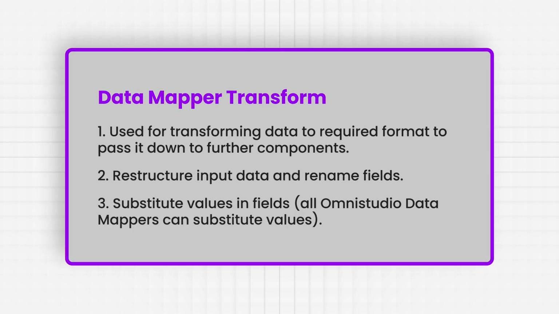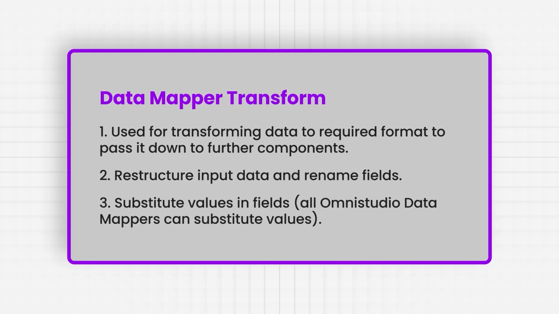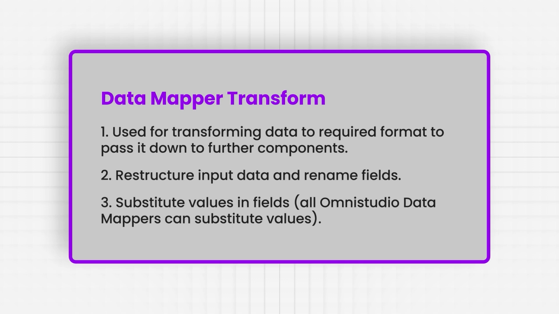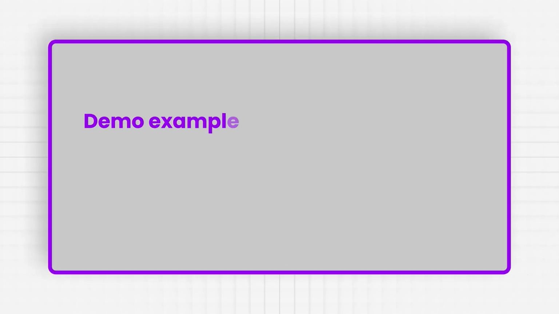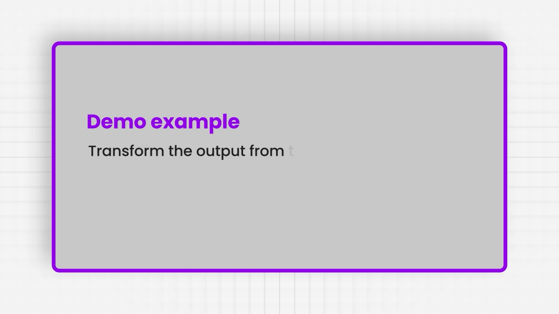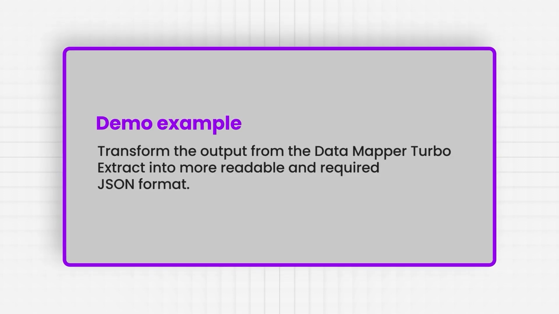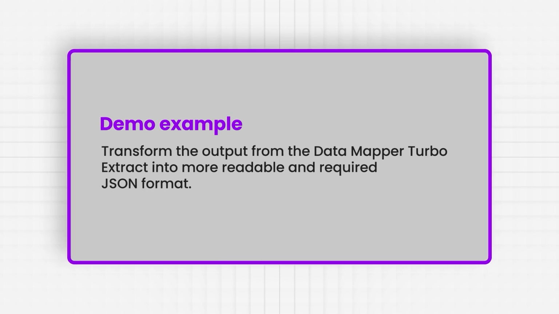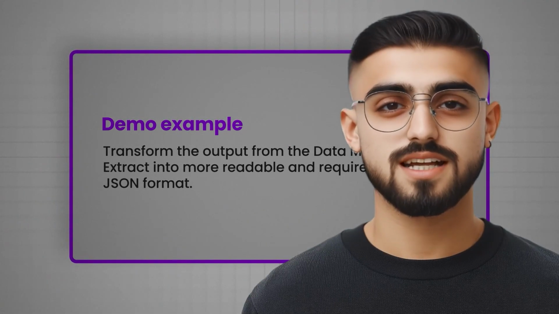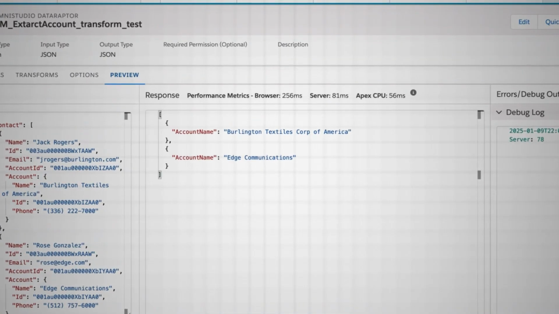Okay, even substituting values in the fields, but this can be done in all the data mappers. But yeah, these are some of the features that Data Mapper Transforms are used for. And yeah, we'll just jump into a demo straight away. So we're going to build a data mapper transform that basically takes in an input from one of our older examples in the data mapper turbo extract and formats it like the data mapper extract. Let's see how we can do that.